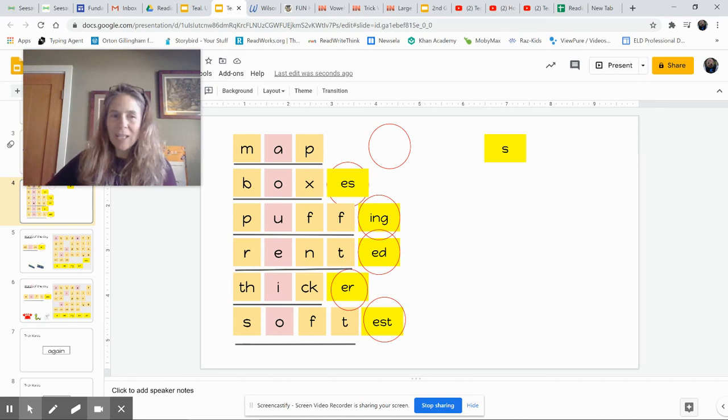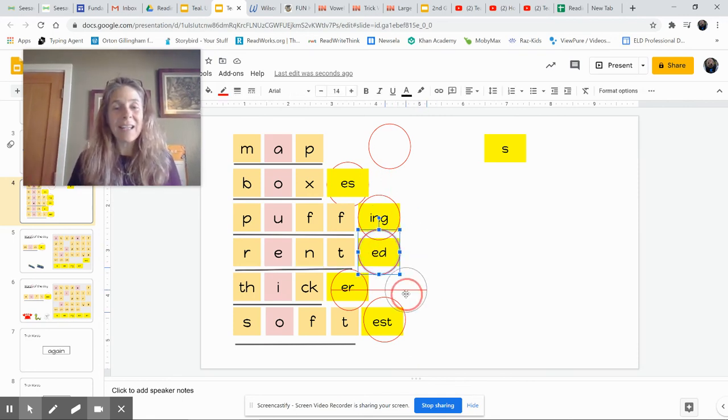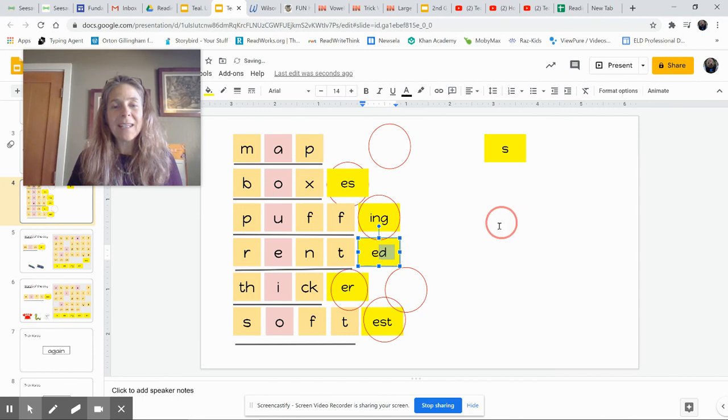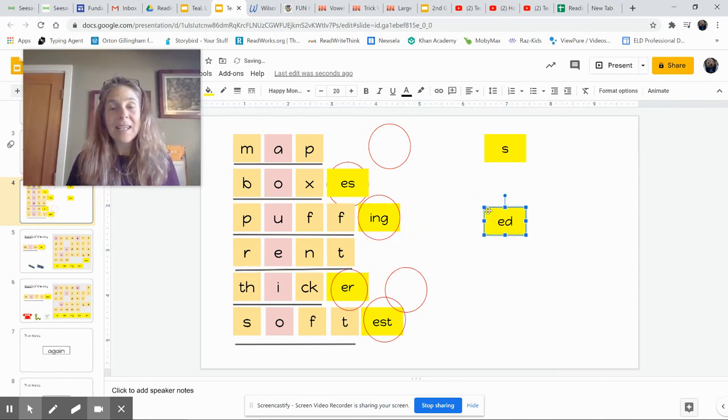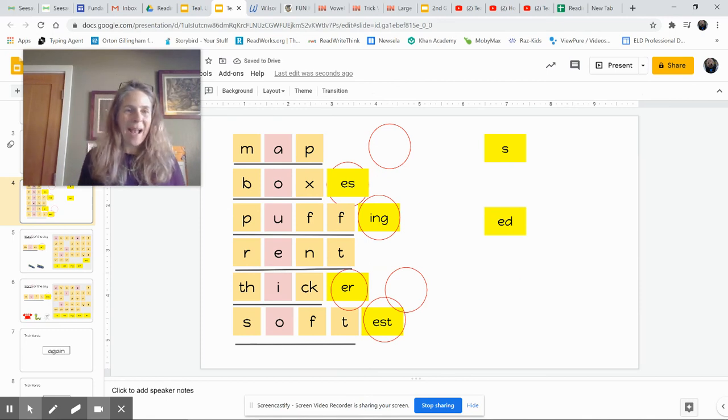And let's see, which suffix means something happened in the past? Happened like yesterday or last week or last year. Which one means it happened in the past? Not ing, because that means it's happening right now. Yeah, if you said ed, you rock. Yep. Ed. Oh no, keep moving my circles. Ed means something happened in the past.